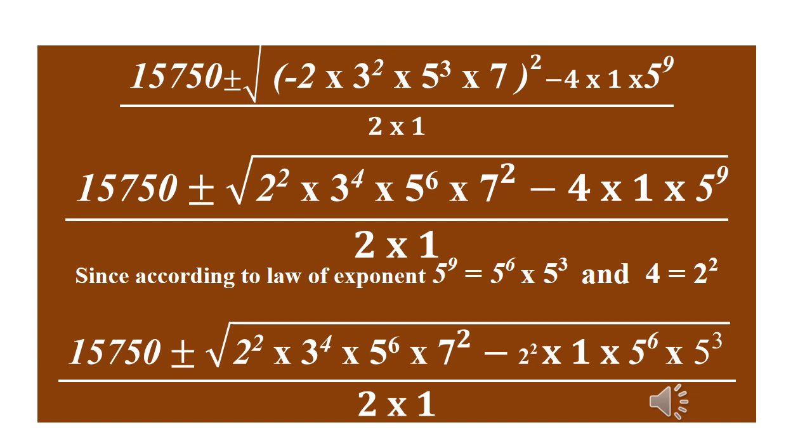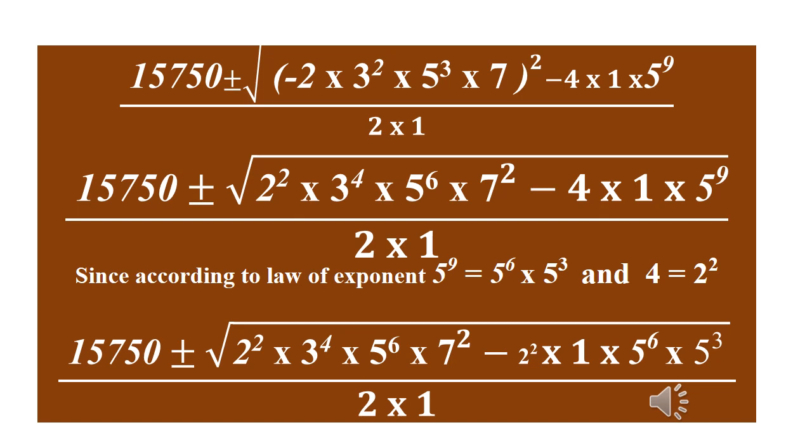Now, after plugging in the values, we are going to simplify further. If we open the bracket of minus (2 times 3 squared times 5 cubed times 7) squared and square everything, what we have is 15,750 plus or minus square root of 2 squared. The minus there will be minus times minus, which is plus, so we don't have minus there again. So we have 15,750 plus or minus square root of 2 squared times 3 raised to the power 4.